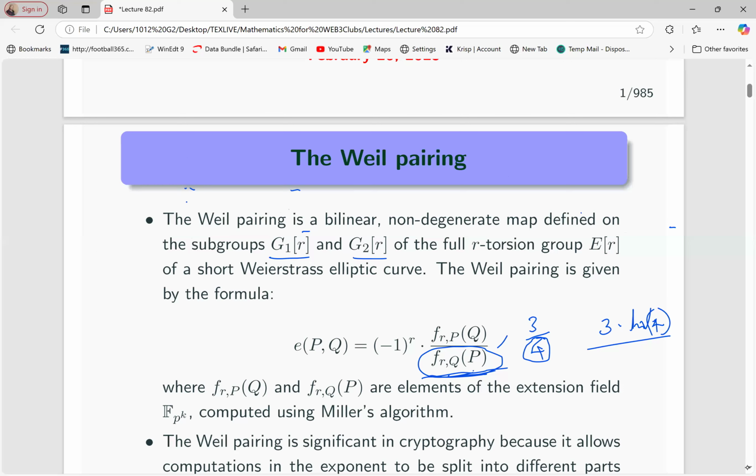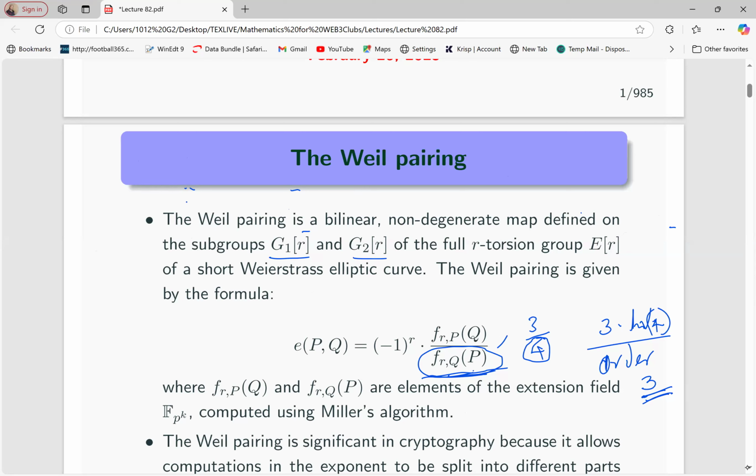So for this reason, you find that Weil pairing can only be defined for elliptic curves that have a divisor of the order that should be greater than 3. If the divisor of the order is greater than 3, then you can get the Weil pairing for that elliptic curve, for the points of these two groups.